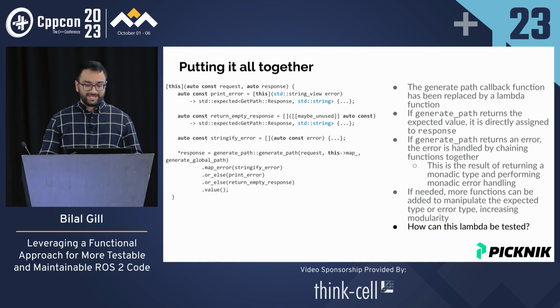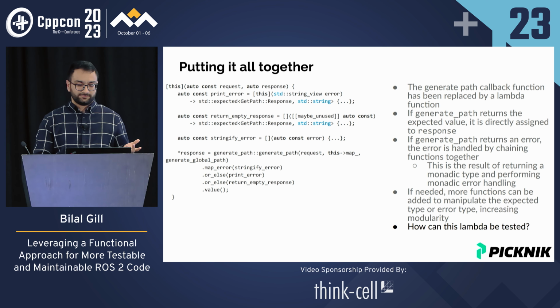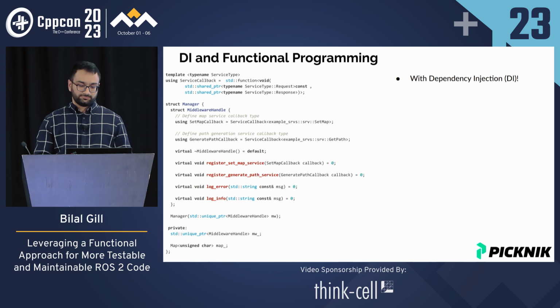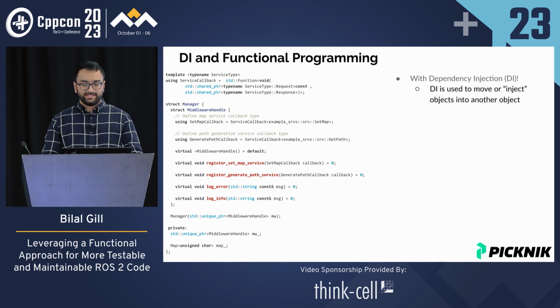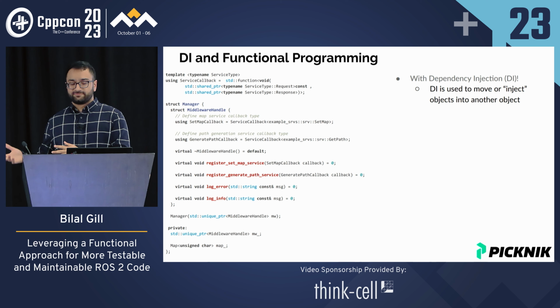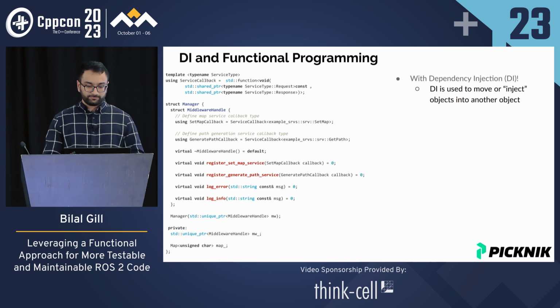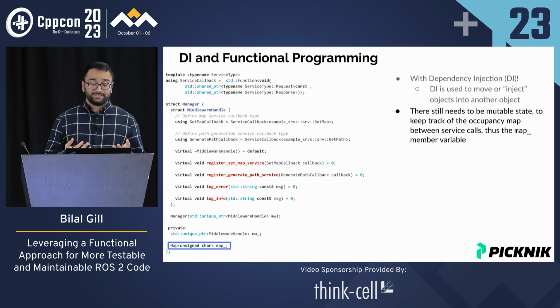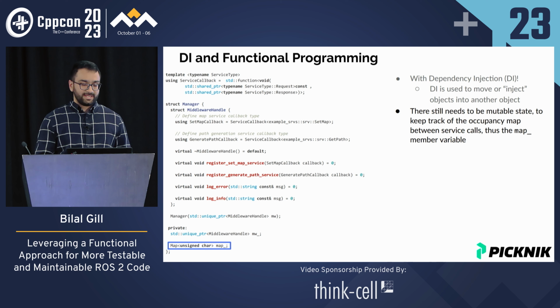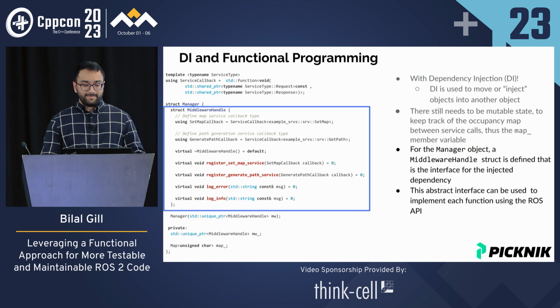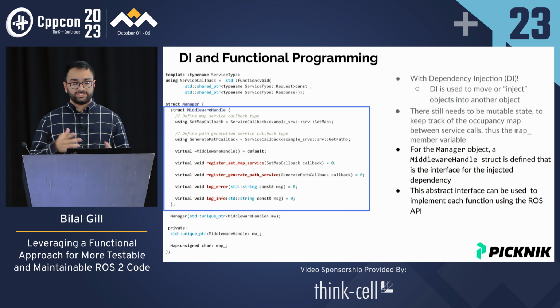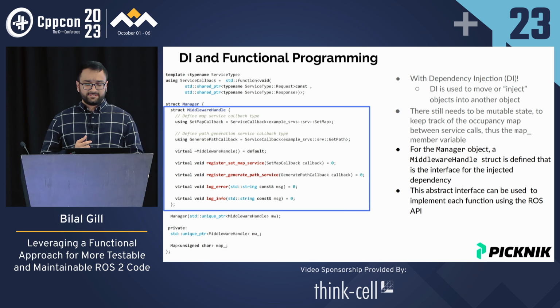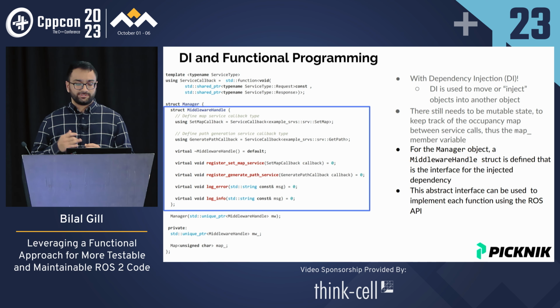But the thing is, we have this Lambda function. How are we going to test it? With dependency injection. Dependency injection, or DI, is used to move or inject objects into another object, right? We're trying to minimize mutable state, but we still need mutable state. So to keep track of the occupancy map, the map is a member variable. For the manager object, we have this middleware handle struct, and that's going to be the interface for our injected dependency. This abstract interface can also be used to implement each function using the ROS API.